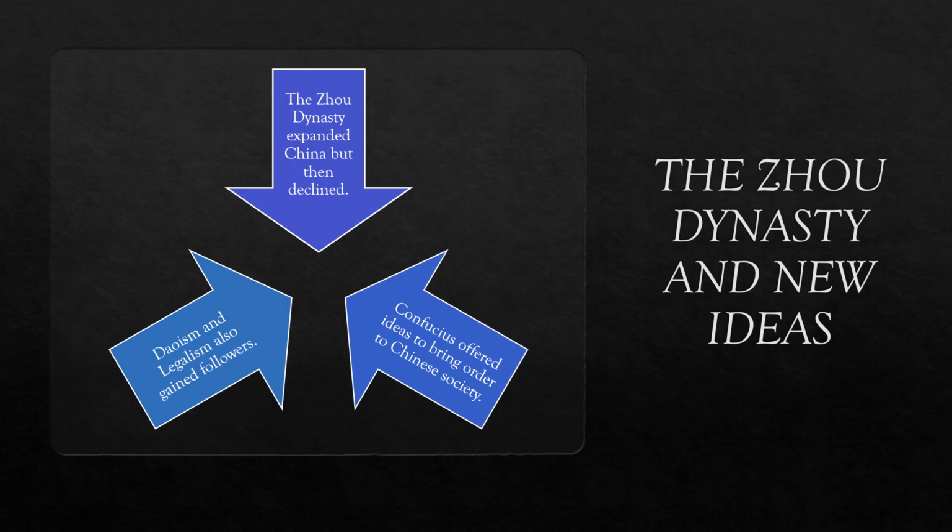Last but not least, we get to maintain and review the main ideas of this lesson. First of all, we have that the Zhou dynasty expanded China but then declined. Number two is that Confucius offered ideas to bring order to Chinese society. And number three, Taoism and legalism also gained followers.